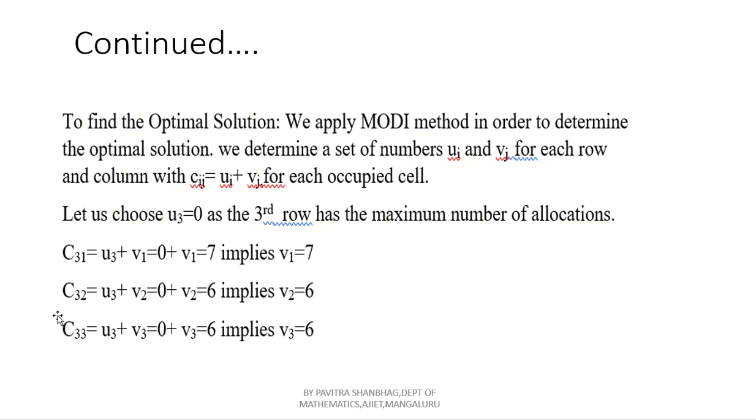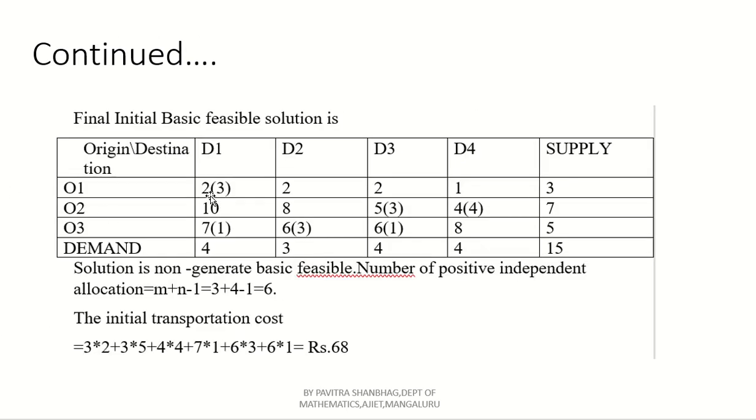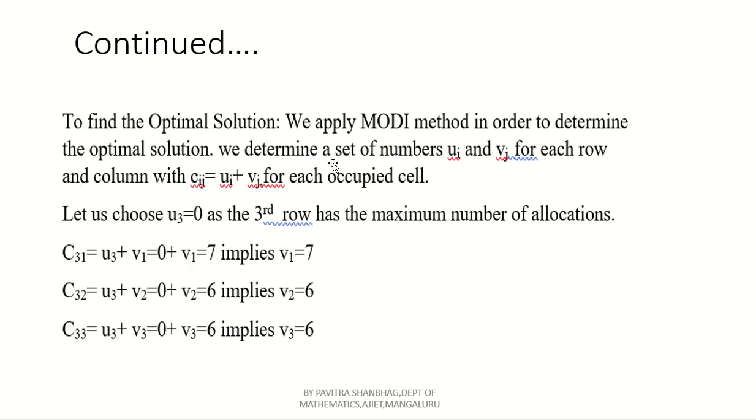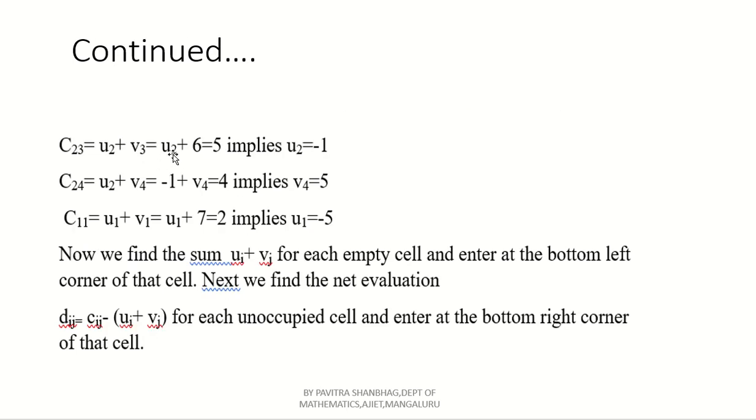Similarly, can you find the remaining? Which ones do we need to find again? C12, then C23, C24. All these three we need to find. Now compute with the help of what? C23 is u2 plus v3. But u2 is unknown, and v3 we already found, that is 6. So use that and find u2 here. 5 minus 6, that is minus 1.